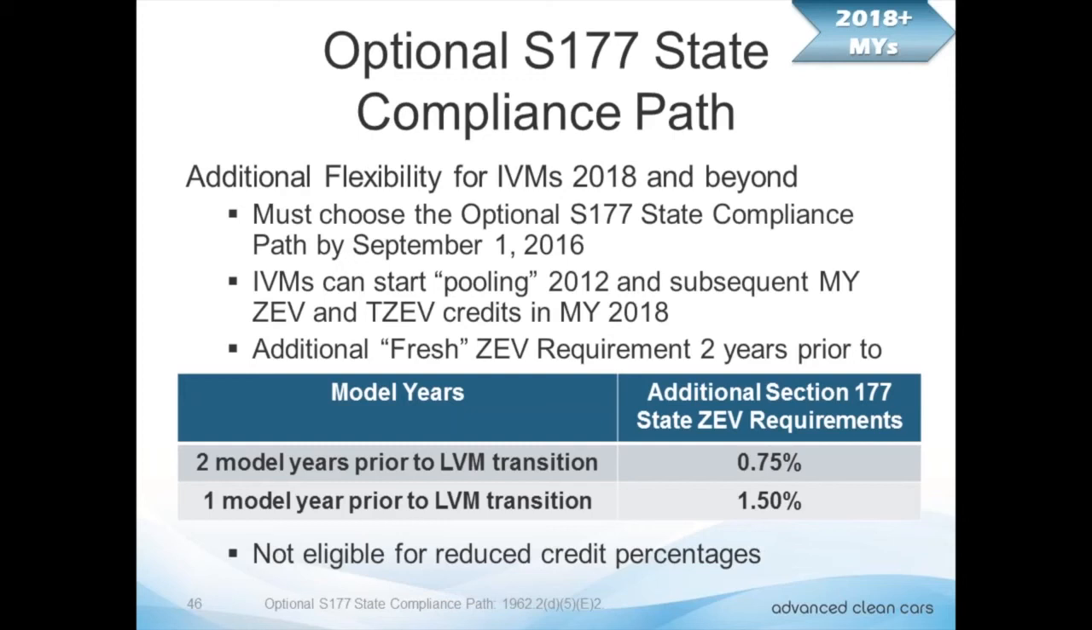volume manufacturer to a large volume manufacturer, a manufacturer would need 5 consecutive 3-year averages of over 20,000 vehicles. This means that the earliest an intermediate volume manufacturer could become a large volume manufacturer after 2018 model year would be 2023. The result is that these manufacturers will not be eligible for the reduced credit percentages in the 2018 through 2020 model years.